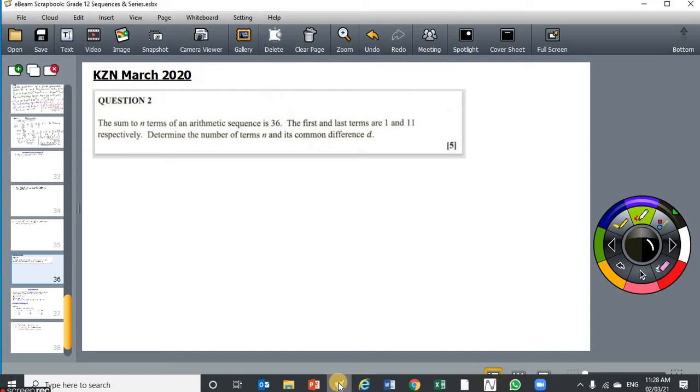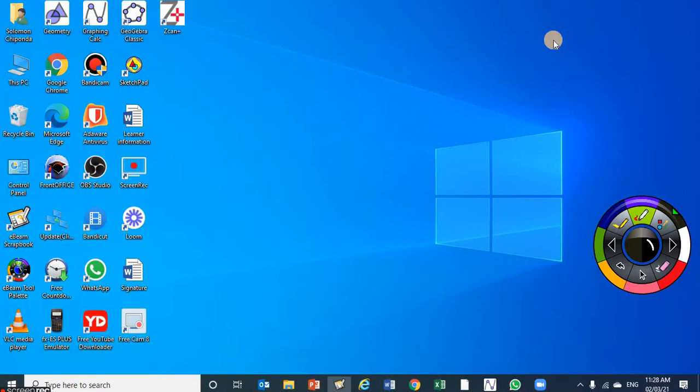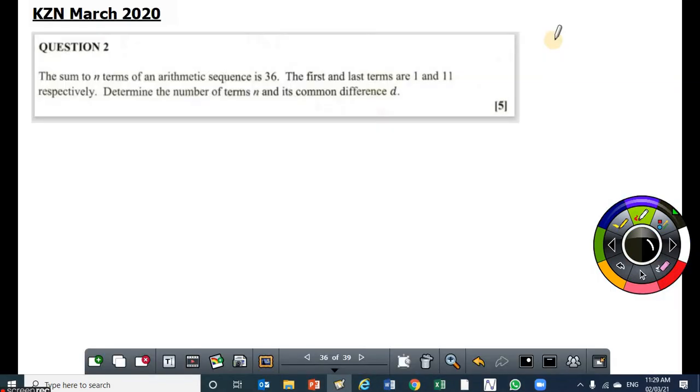So the question says, the sum to n terms. Now, the moment you see the word sum, it means you're talking about a series, which is an addition of all the terms. Okay? So the sum to n terms of an arithmetic sequence.